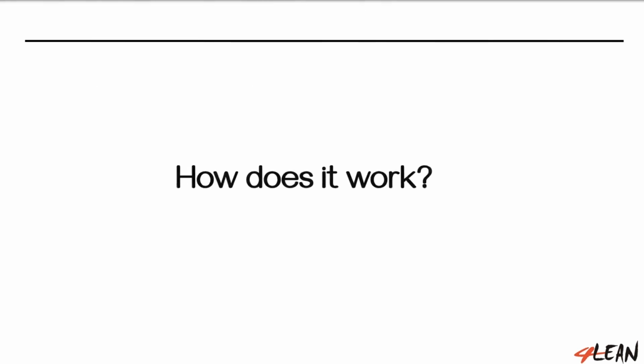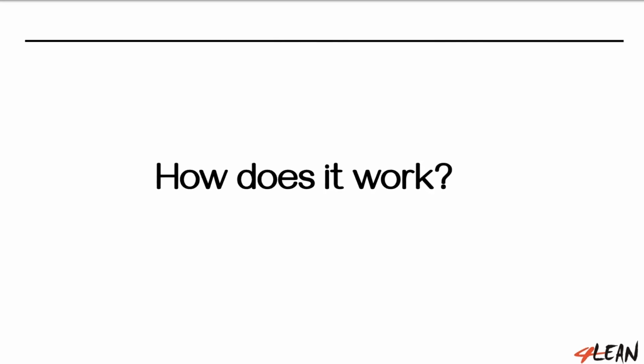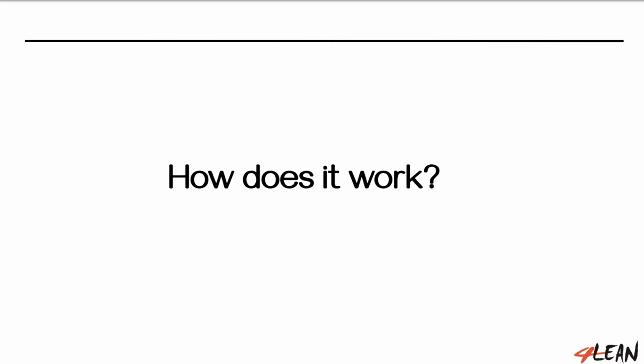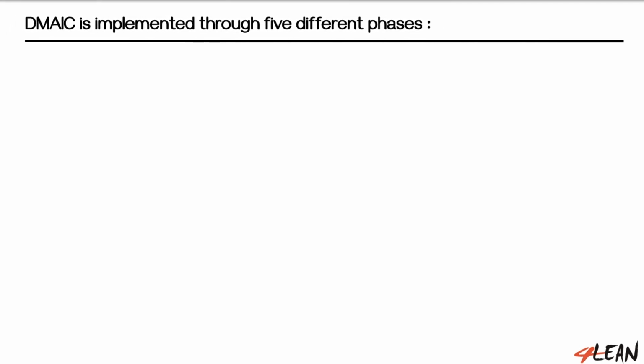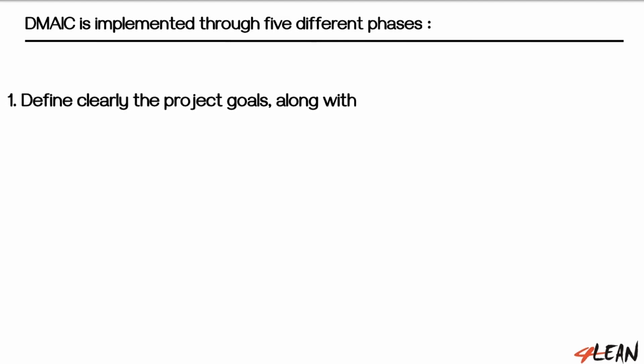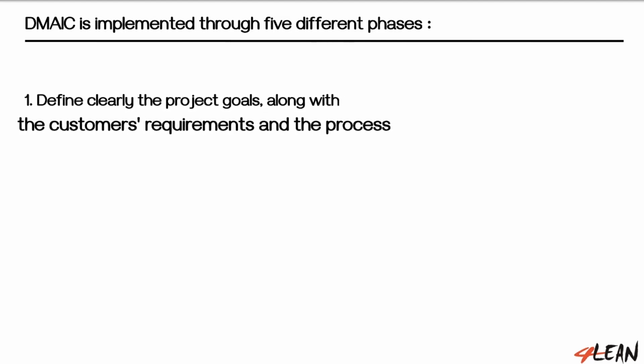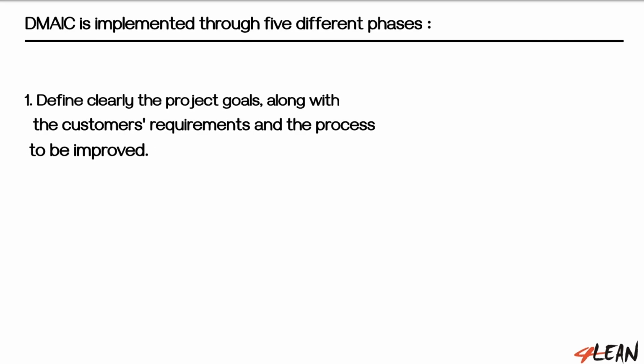But how does it work? DMAIC is implemented through 5 different phases. 1. Define clearly the project goals, along with the customer's requirements and the process to be improved.